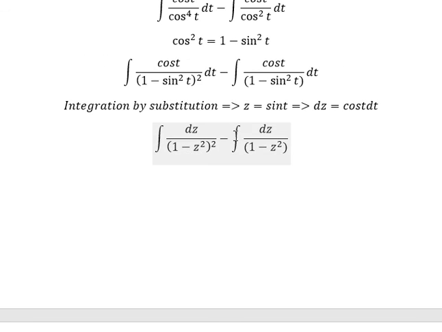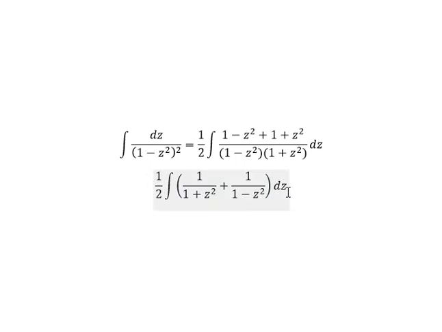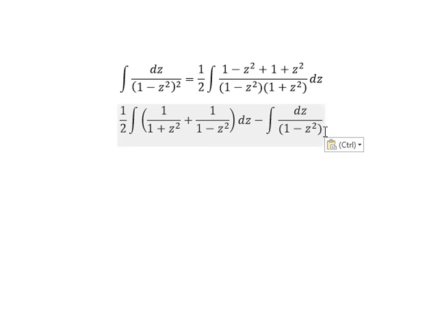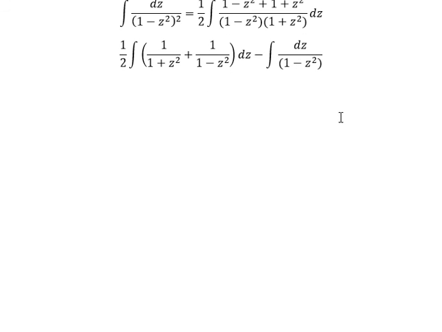So we put this one next to this one, and now we can find the final answer in here. The integral of 1 over 1 plus z square, you will get 1 over 2 arctan of z. Next, we have 1 over 2 minus number 1, you get negative 1 over 2 with the integral of this one.